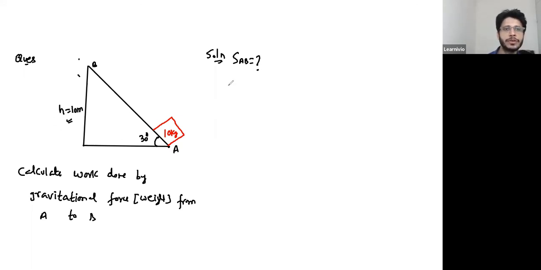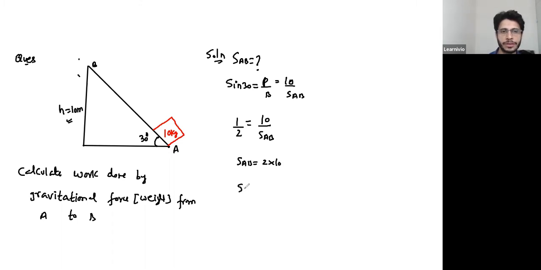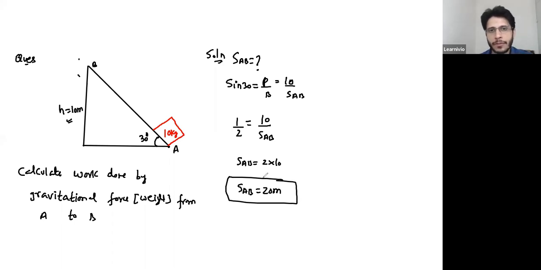To calculate SAB, you can simply use this. Sine 30 is perpendicular upon base. Here the perpendicular is 10 and the base is SAB. Sine 30 is half, so it's 10 by SAB. So SAB is 2 into 10, which is 20 meter. Is it clear? Yes, sir. Okay, SAB is 20 meter, correct to everyone.